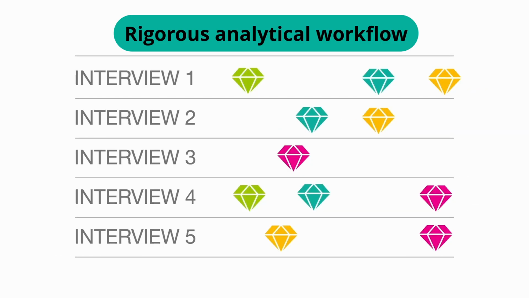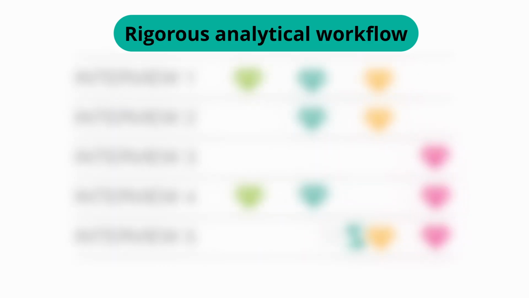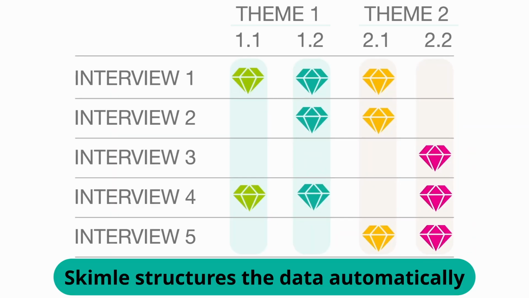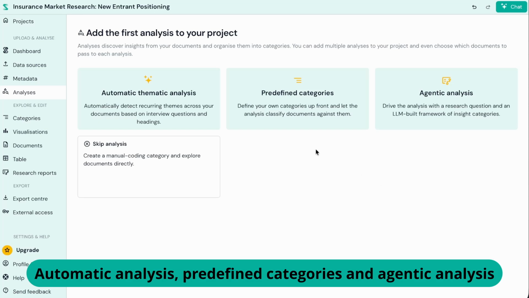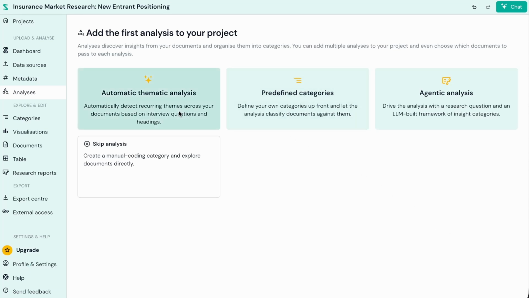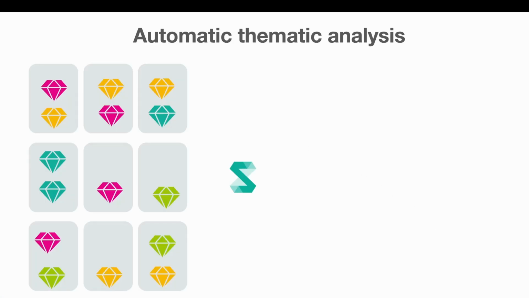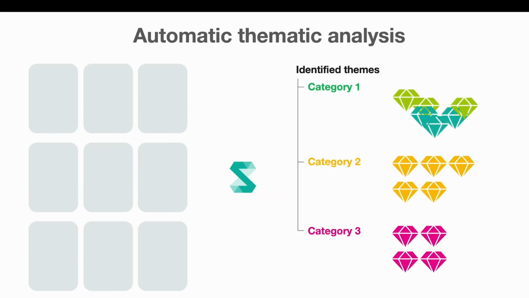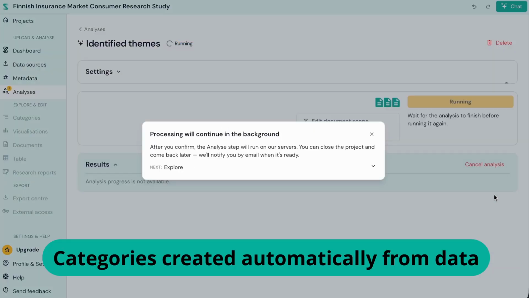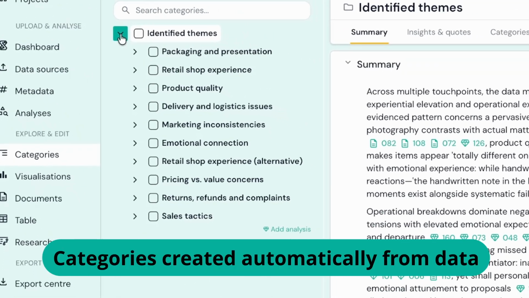Skimle automatically identifies insights in each document, and our AI workflow creates the categories and subcategories to structure them. Skimle supports 3 types of analysis. First, automatic thematic analysis, which finds and structures themes fully automatically. This is what most of our users prefer to start with, as it gives a great overview of the entire dataset.